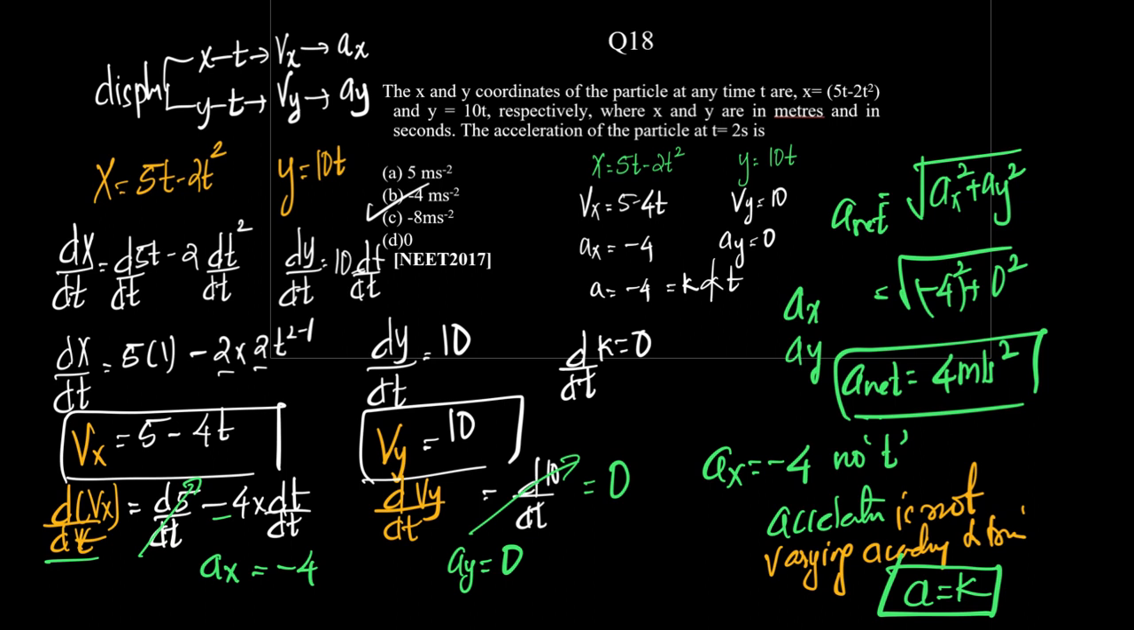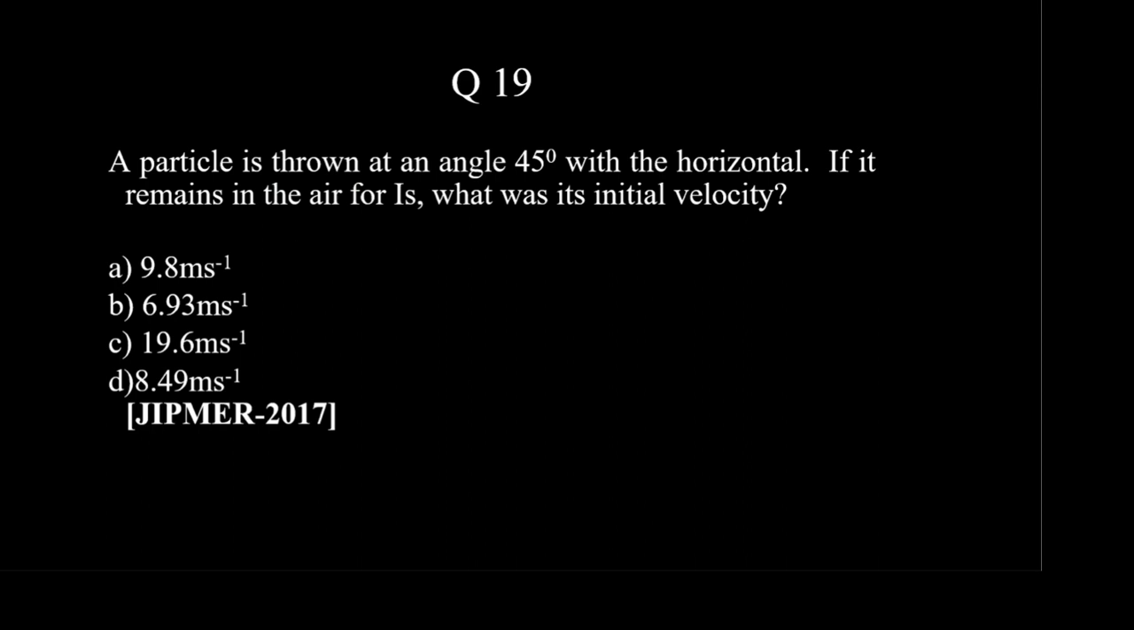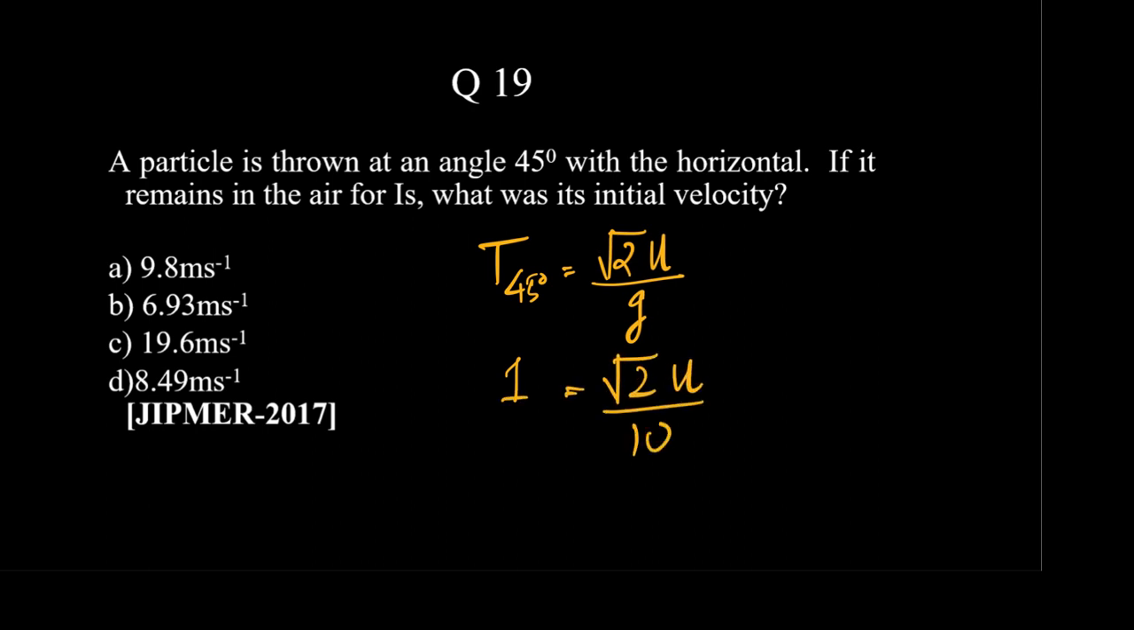Okay, now the next question. A particle is thrown at an angle 45 degree with the horizontal. If it remains in the air for 1 second, what is its initial velocity? Very straightforward question. We already have said that time of flight at 45 degree is equal to root 2 u by g. So time of flight is 1 second. So 1 is equal to root 2 into u by g. So u will be equal to 10 by root 2.